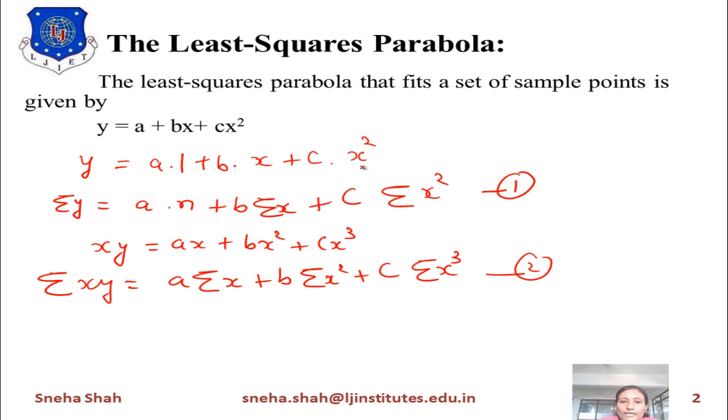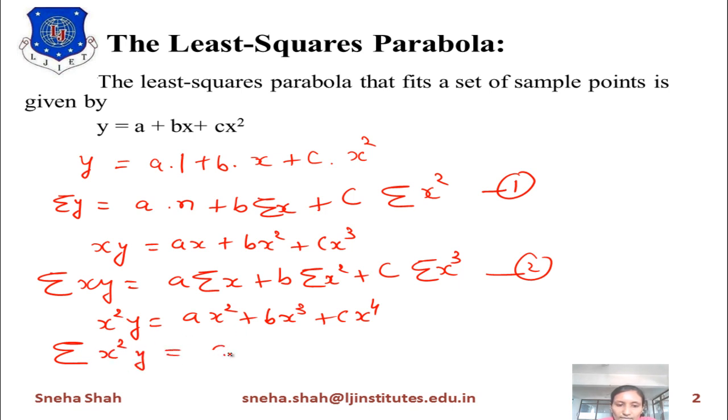Similarly, we multiply the whole equation with x square. This gives x square y equals ax square plus bx cube plus cx raised to 4. To find the normal equation, we take summation on both sides. So summation x square y equals a summation x square plus b summation x cube plus c summation x raised to 4.